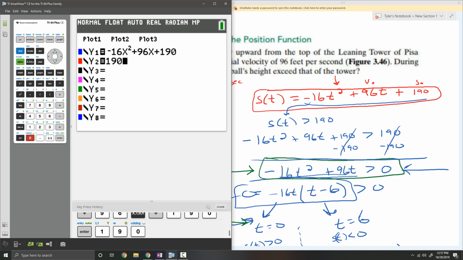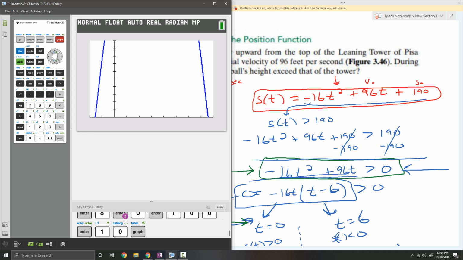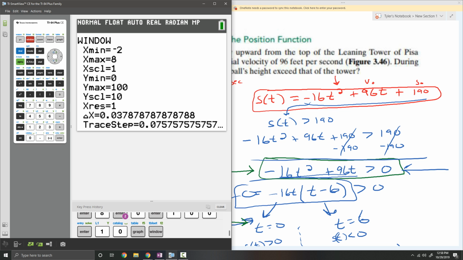where y equals 190. I'm going to need to adjust my window. Let's do negative 2 to 8, going up by ones. And for the y value, let's go 0 to 100. See if that will give us a complete graph. That doesn't. We need to go higher. Notice I can tell the vertex is way up there. So I don't know, let's try 200.